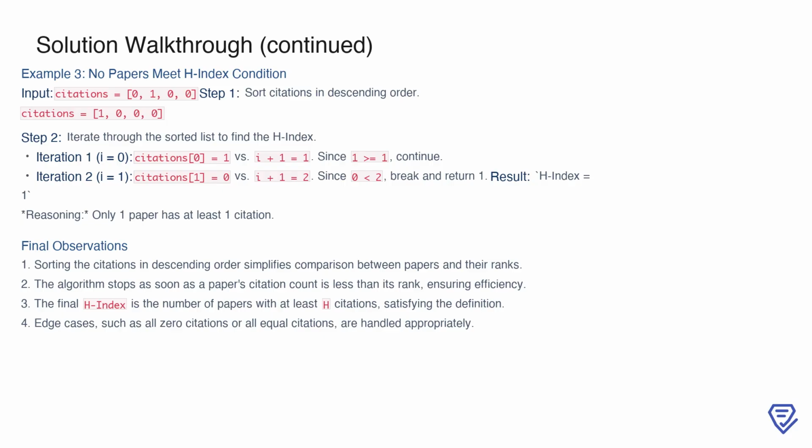To summarize, sorting the citations simplifies the comparison process, and the algorithm stops as soon as a paper's citation count falls below its rank, ensuring efficiency. The final H-index is determined by the number of papers that meet the condition, and edge cases such as all 0 citations or equal citations are handled appropriately, as demonstrated in the examples.